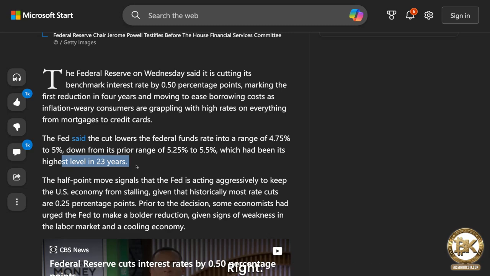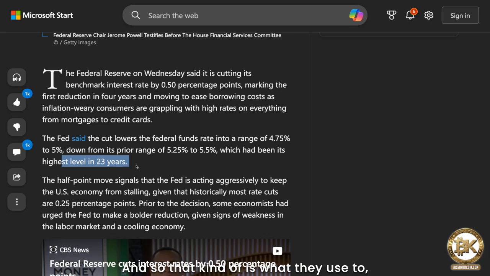which had been its highest level in 23 years, right? And one of the reasons the Federal Reserve makes interest rates higher is when the economy is essentially overperforming. It's kind of a scenario where they look at the economy and say, oh my God, we're making too much money. Like the economy's growing too fast. Let's make money more expensive.